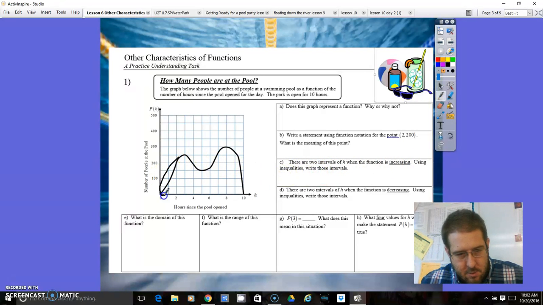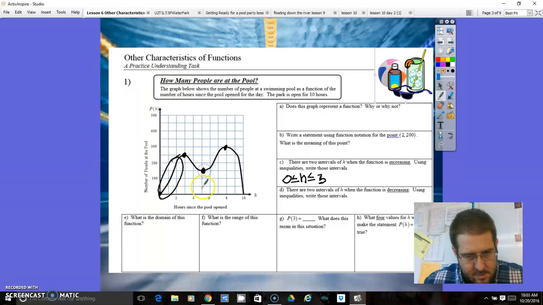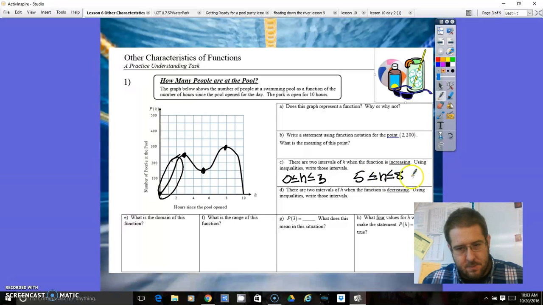Okay, so when is it increasing? It's increasing right here, and it looks like it's increasing right here. It stops increasing about right there, and about right there. It starts at 0 and ends at 3. So one time it's increasing is from 0 to 3, that's 0 less than or equal to h less than or equal to 3. Then it's also increasing from 5 to 8. So it increased during 2 time intervals: from 0 to 3 and from 5 to 8.